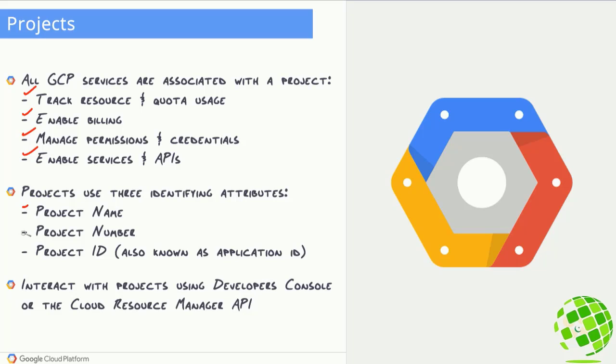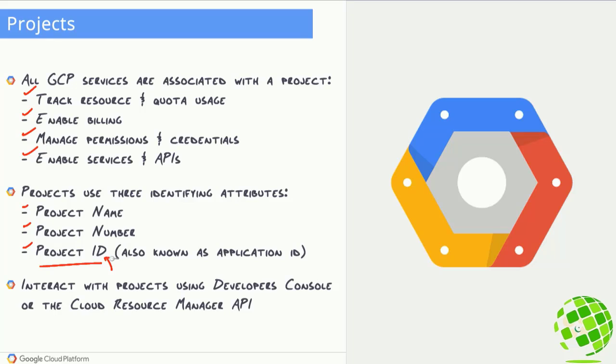But there's also a project number. That number you have no control over. It's generated by the platform, used by the platform underneath the hood. But there's also one other one, a project ID. And this one you can generate on your own, or you can have it auto-generated, but it needs to be a unique identifier, unique across the entire Cloud Platform.